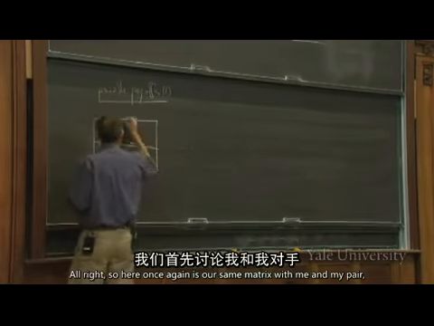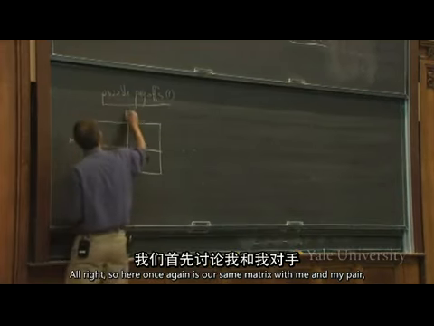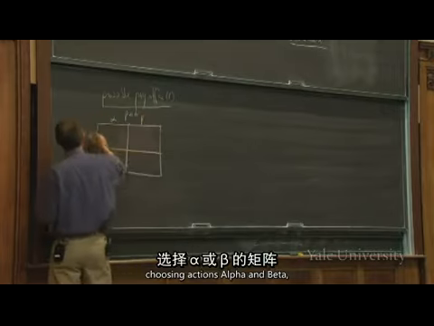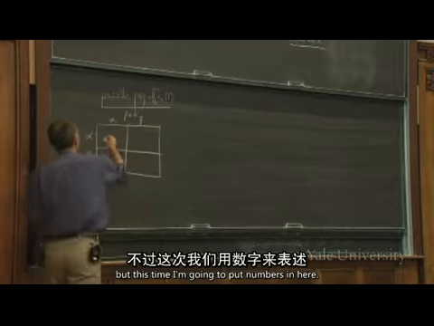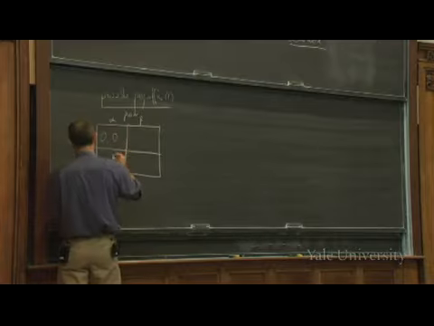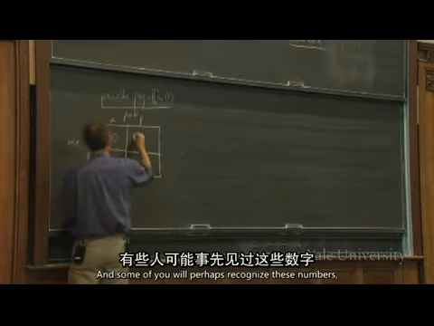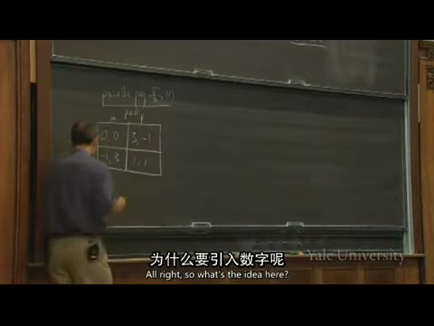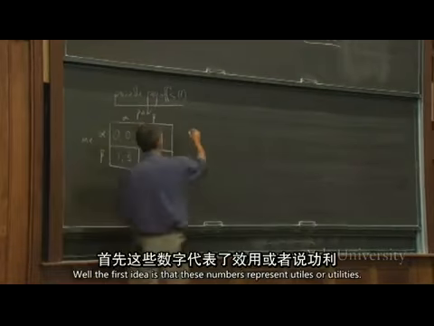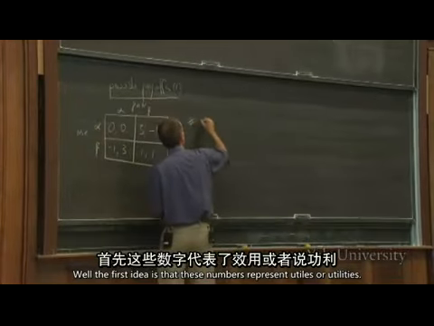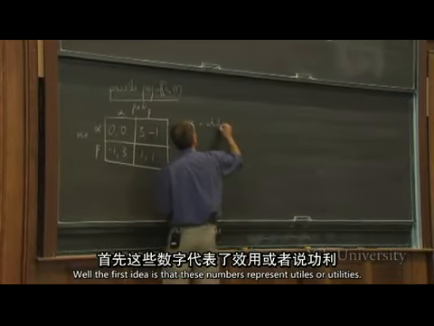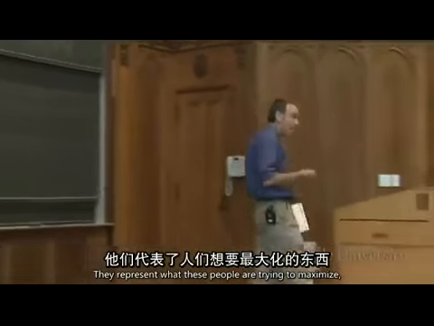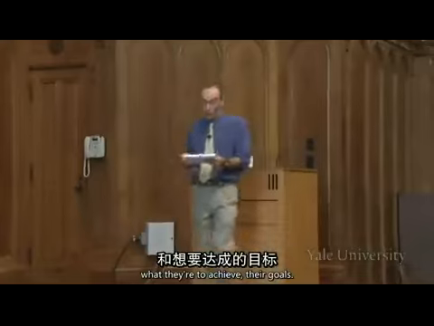All right. So here, once again, is our same matrix with me and my pair, choosing actions alpha and beta. But this time, I'm going to put numbers in here. And some of you will perhaps recognize these numbers, but that's not really relevant for now. All right. So what's the idea here? Well, the first idea is that these numbers represent utiles or utilities. They represent what these people are trying to maximize, what they're trying to achieve, their goals.